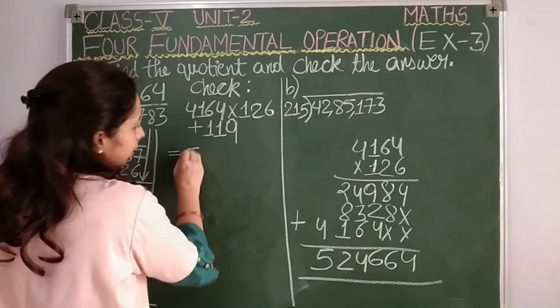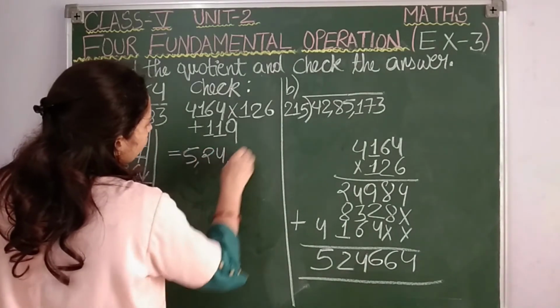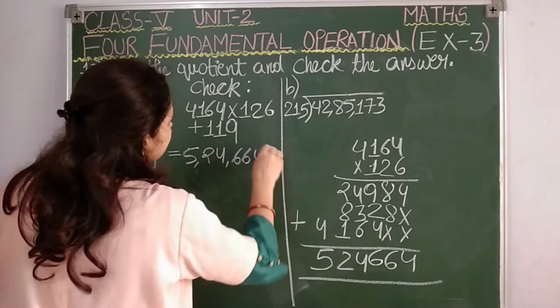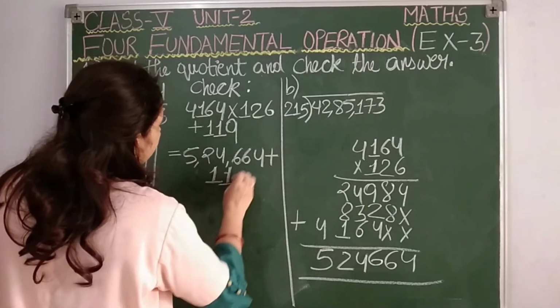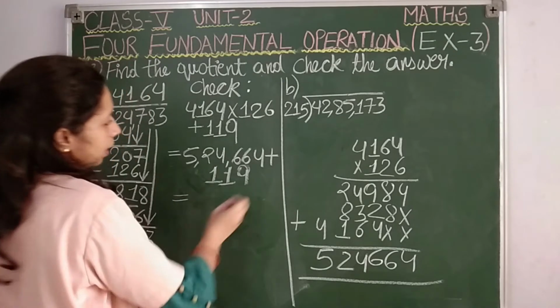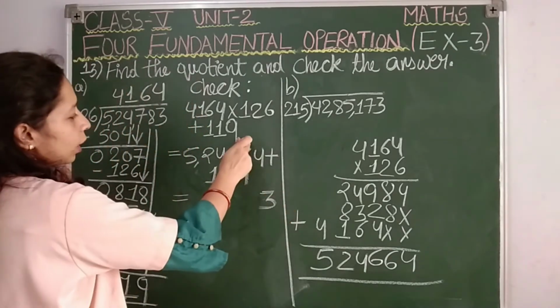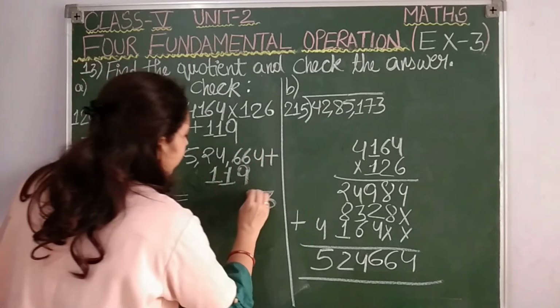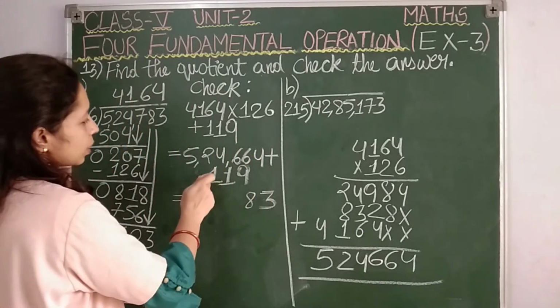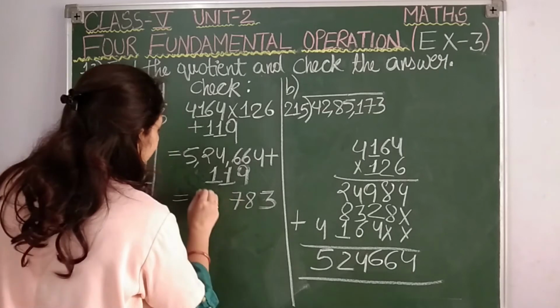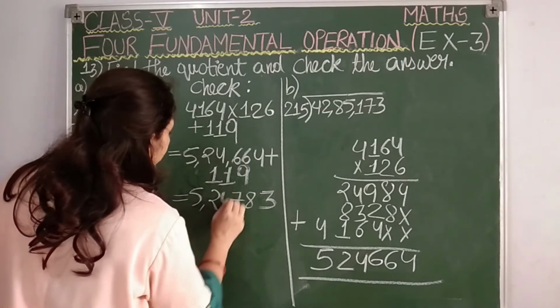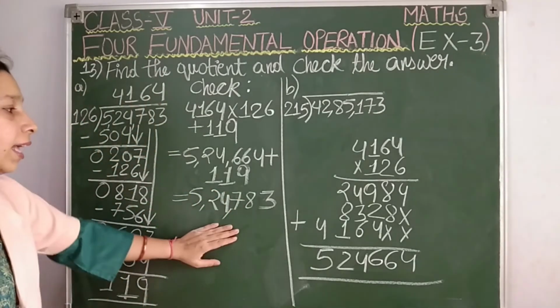So here I will write 5,24,664 plus remainder, which is 119. I can directly add here, students. 4 plus 9, 10, 11, 12, 13. Okay, 1 carry over, 6 plus 1, 7, 7 plus 1, 8. Okay, then 6 plus 1, 7, then 5,24,783. This much we got.